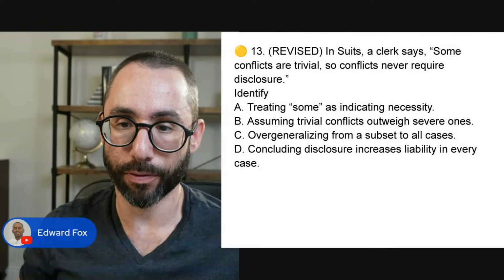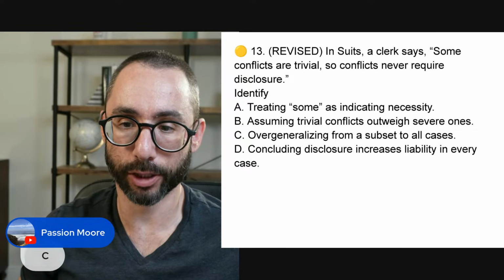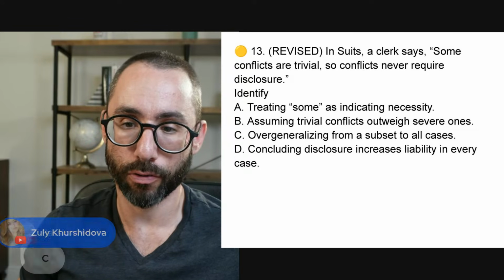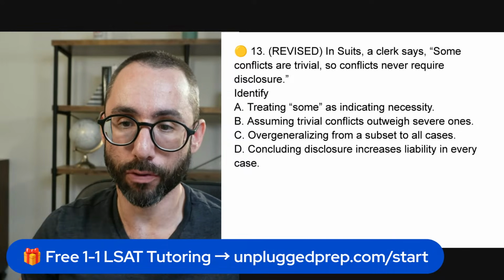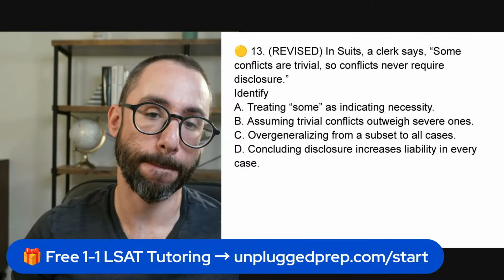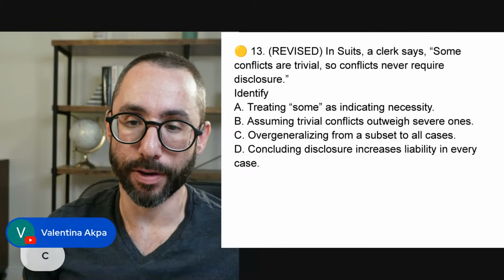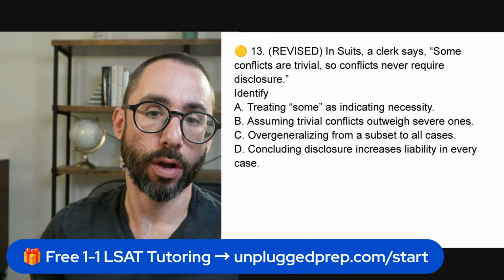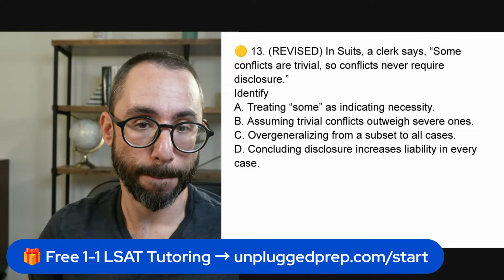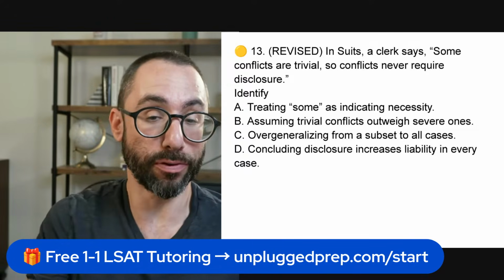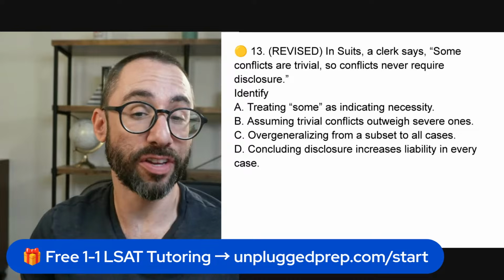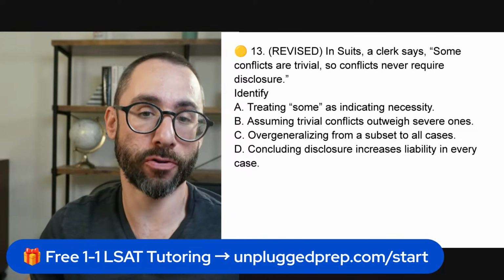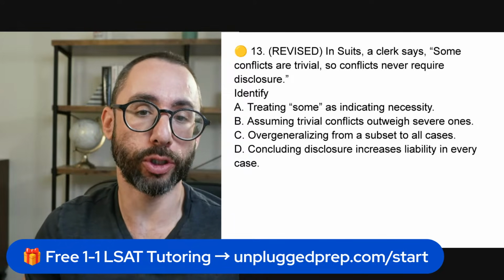So we got Edward saying C, Osvaldo saying C, Passion saying C, Zuli saying D. So most folks saying C, some folks saying D. Valentina saying C. Okay, so we have here some in the evidence, never in the conclusion. So that's going from some to all. Just like in the earlier example, we went from most to all. So again, an overgeneralization.